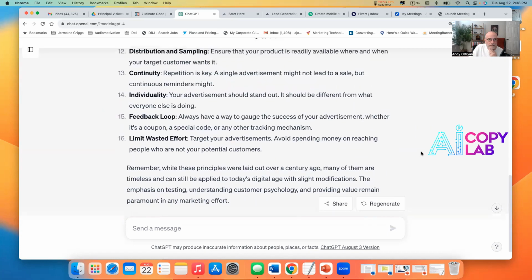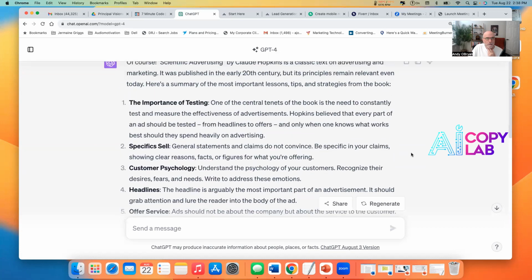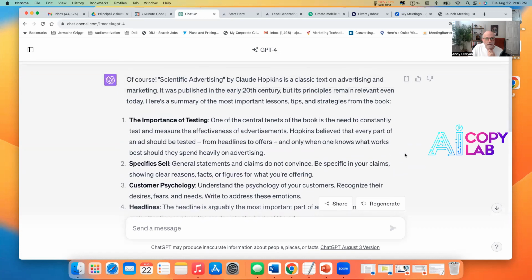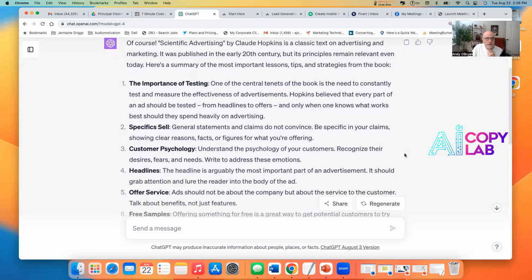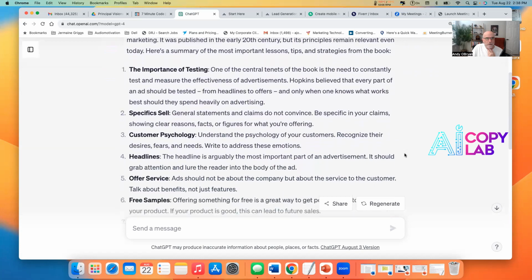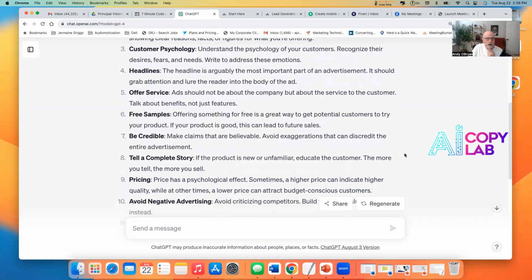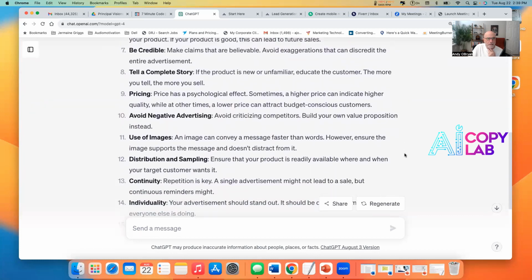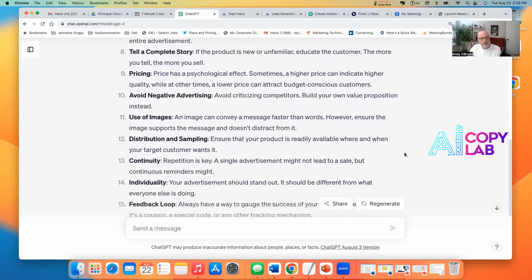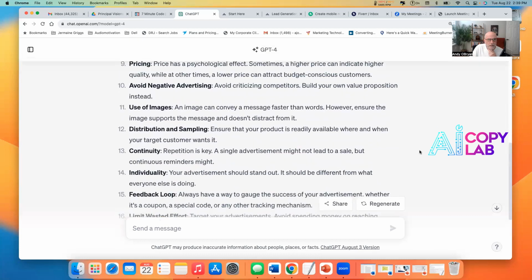It's, let's see, 16 different tips about copywriting from a classic book. The importance of testing, specific selling, customer psychology, headlines, offer service, free samples, being credible, telling a complete story, pricing, avoiding negative advertising, use of images. All of these things, even though this was written a long time ago, can still be applied today. So there you have it.